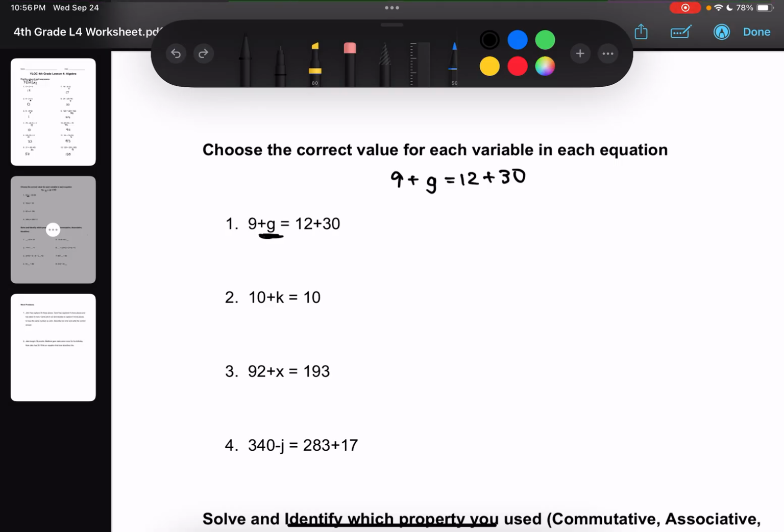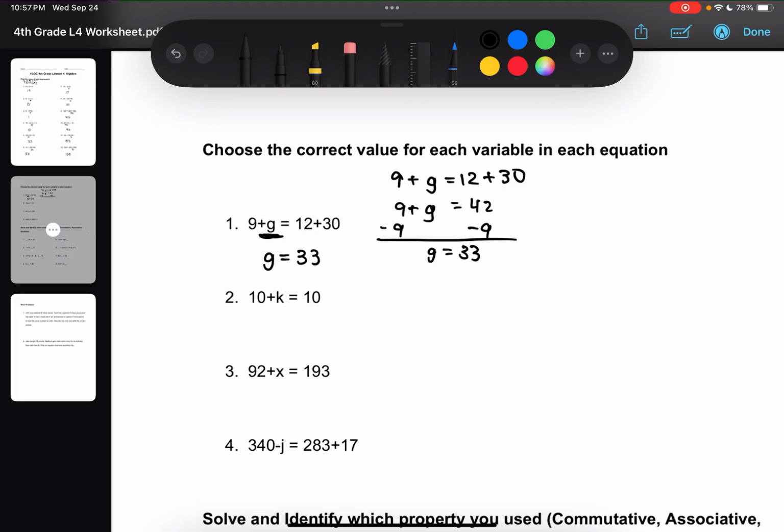So how you do that is you have to get rid of whatever is on the same side with it, which is, in this case, 9. So since it's positive 9, you just need to subtract 9 to make it go away, or 0. But first, before that, we're going to add 12 plus 30 on the right side and get 42, which equals 9 plus g, and then get rid of the 9, so minus 9. If you get rid of one thing on one side, you gotta do the same on the other. So minus 9, and 42 minus 9 gives you 33. So g equals 33.